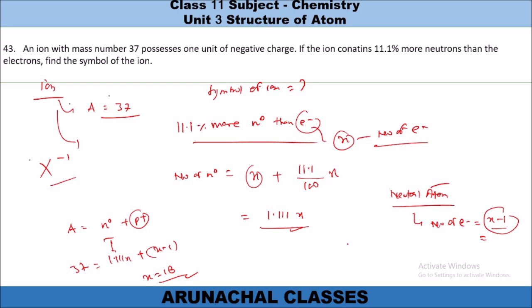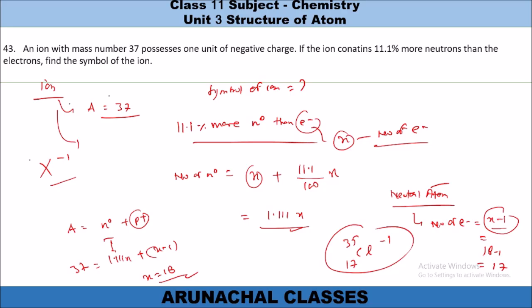Now we need to find the number of electrons in the neutral atom. It will be 18 minus 1, that is 17. It means that atomic number 17 is for chlorine, with mass number 35 and charge minus 1. So this is the correct symbolic representation for the ion in this case.